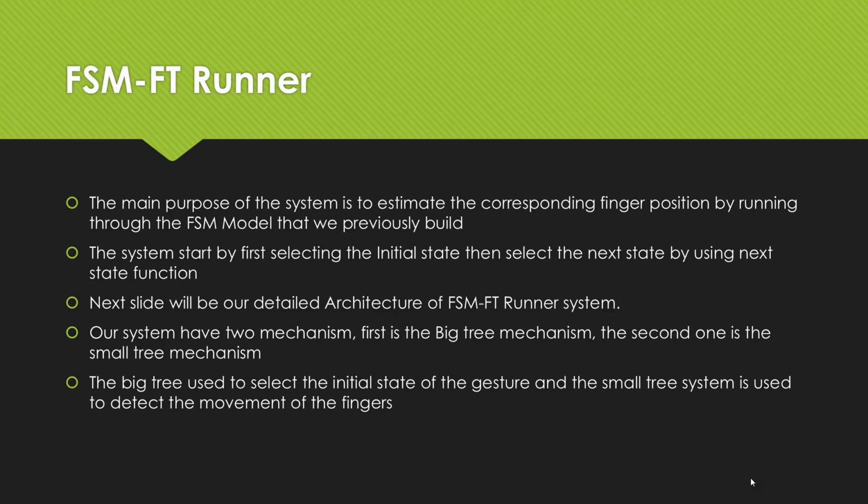Our system has two mechanisms. We use two algorithms. The first one is the big tree mechanism. The second one is the small tree mechanism. The big tree is used to select the initial state of the gestures, and the small tree system is used to detect the movement of the finger. So the big tree means that we can jump around the states without the state transition restriction. For the small tree, we need to follow the state transition restriction.